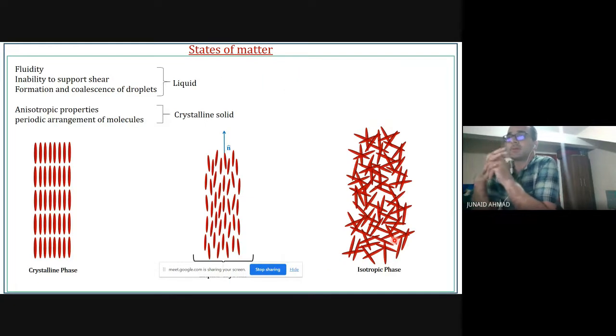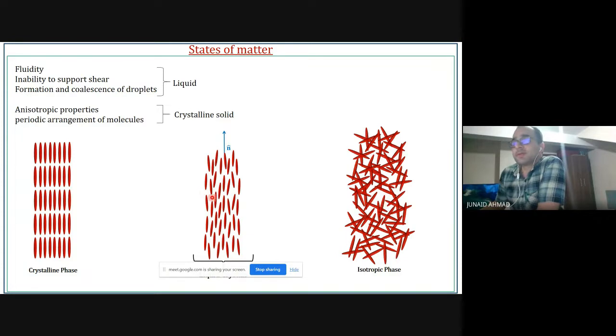So to many of you, I'm not sure whether you are familiar with liquid crystals. Basically, all of us are aware of three states of matter: solid, liquid, and gas. In the case of solid, a crystalline phase, the molecules have orientational order as well as positional order, which means they have fixed position as well as orientation. But in the case of an isotropic phase, like water, the molecules don't have any positional order, nor do they have orientational order. They are randomly arranged in space.